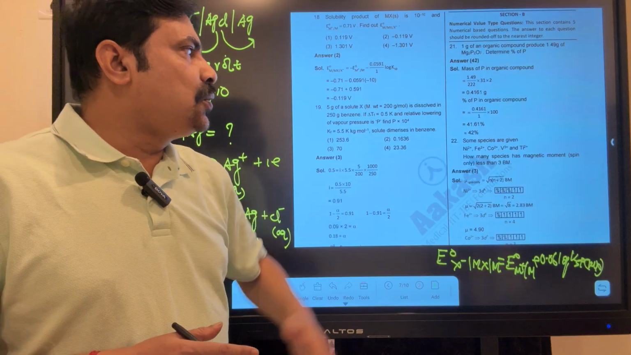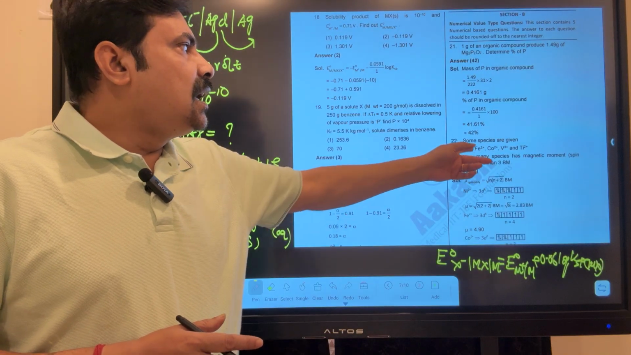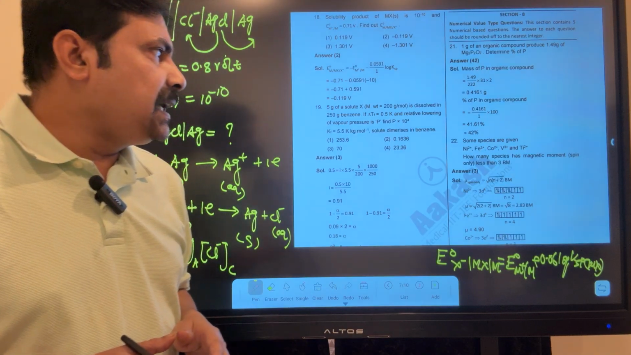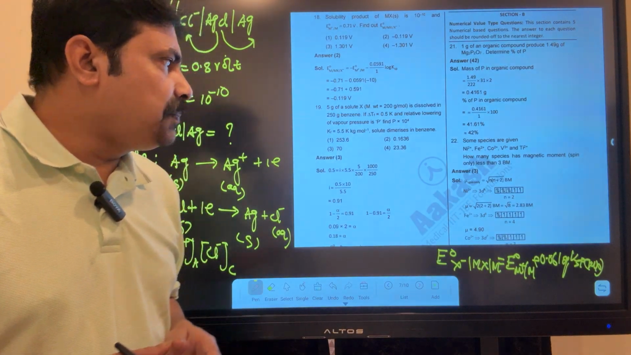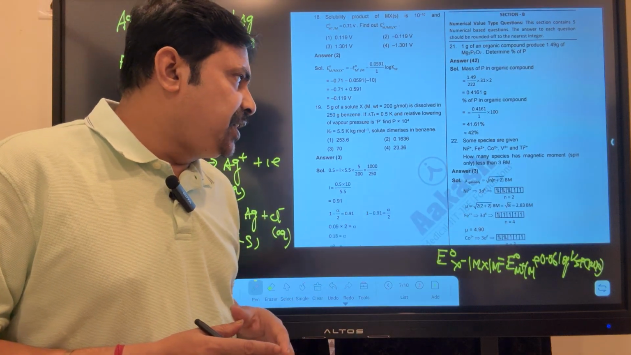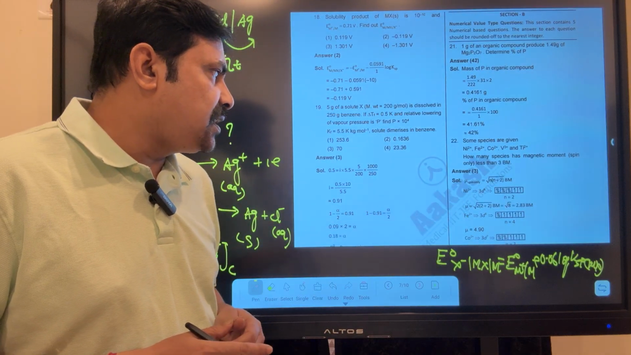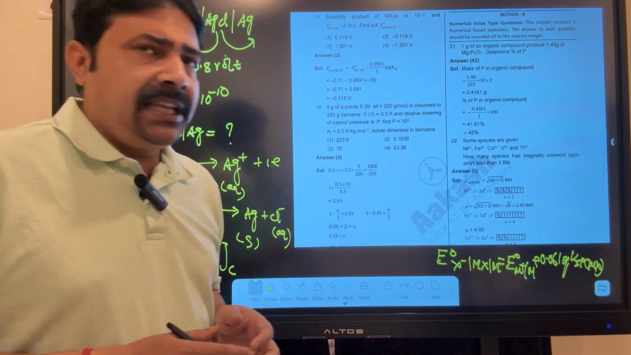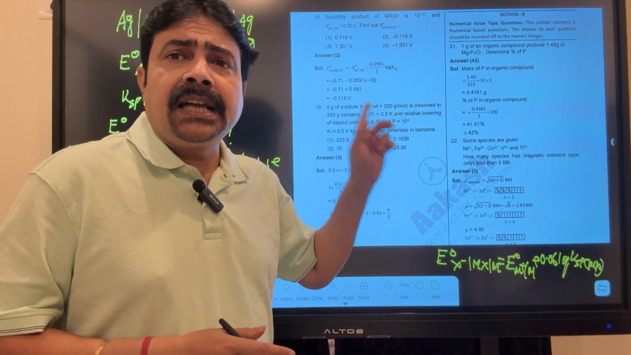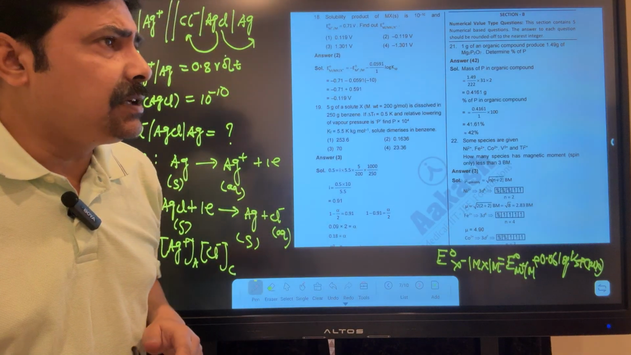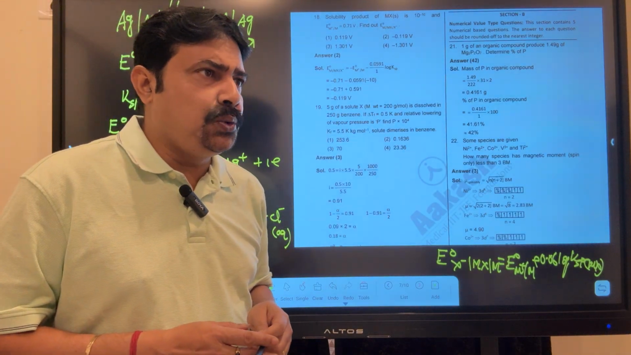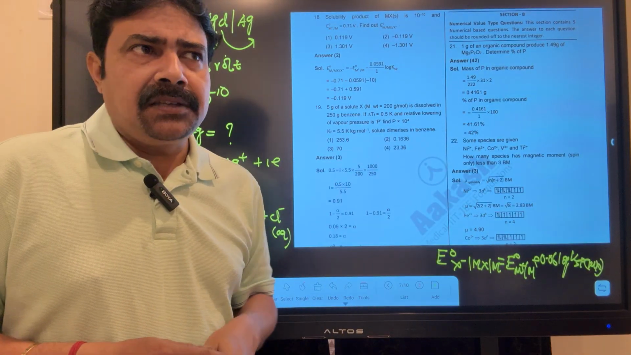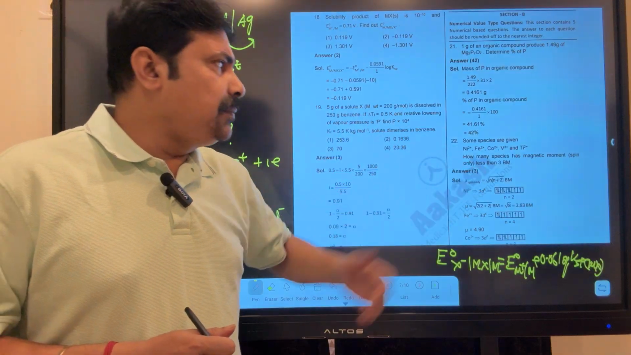And now the last few questions: you have to calculate the number of unpaired electrons in all the species. Nickel plus 2 has 2 unpaired electrons. Iron plus 2 has 4 unpaired electrons, D6 configuration. Nickel is D8 configuration. Cobalt plus 2 has 3 unpaired electrons. Vanadium plus 3: scandium, titanium, vanadium means D3, D2. So D3, D2 means 2 unpaired electrons. Titanium plus 2 means you have 2 unpaired electrons.